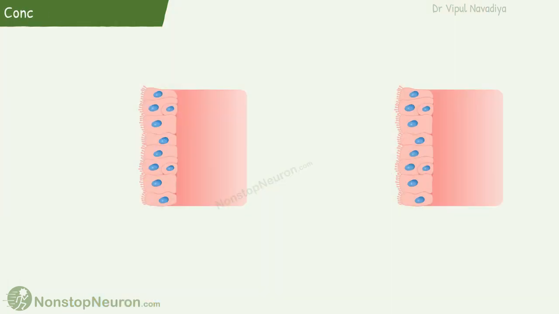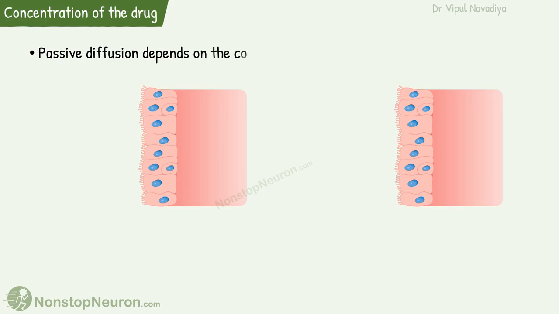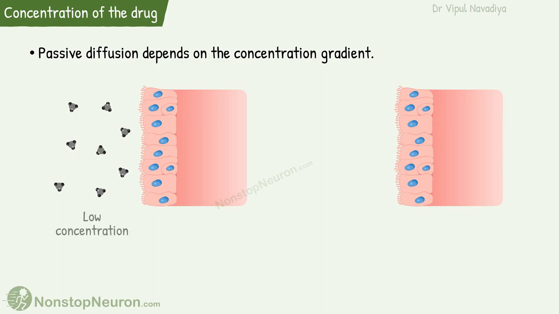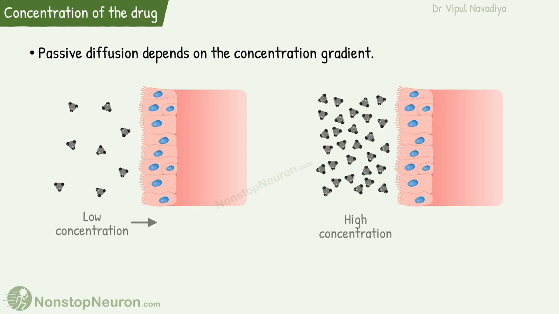The next factor is the concentration of the drug. Passive diffusion depends on the concentration gradient. For example, in the first figure, we have given a dilute solution, in which the concentration of the drug is low. So the gradient from outside to inside is small. Whereas in the second figure, we have given a more concentrated solution. So the gradient is large.